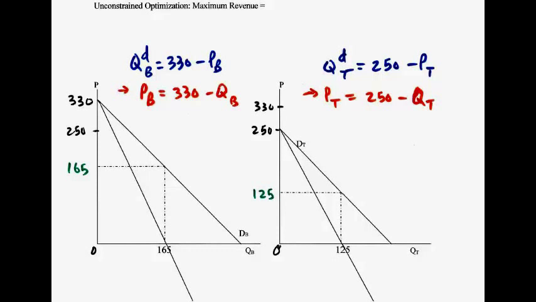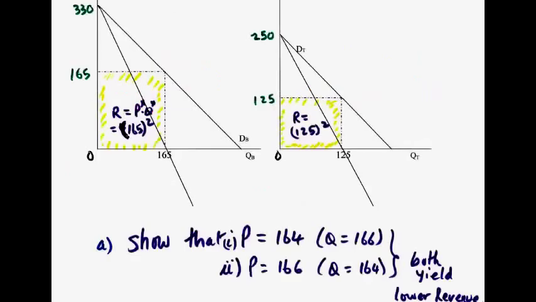Again, we have determined that at the midpoint, i.e. a price of $165 for business and $125 for tourists, the maximum revenue in each market segment would be obtained. This is price discrimination, charging different prices to different customers. The revenue at price equals 165 and quantity equals 165 is 165 squared. The revenue at price equals 125 and quantity equals 125 is 125 squared.